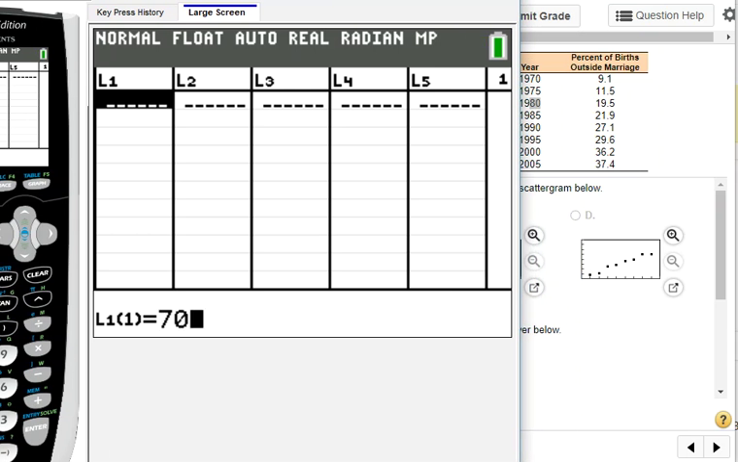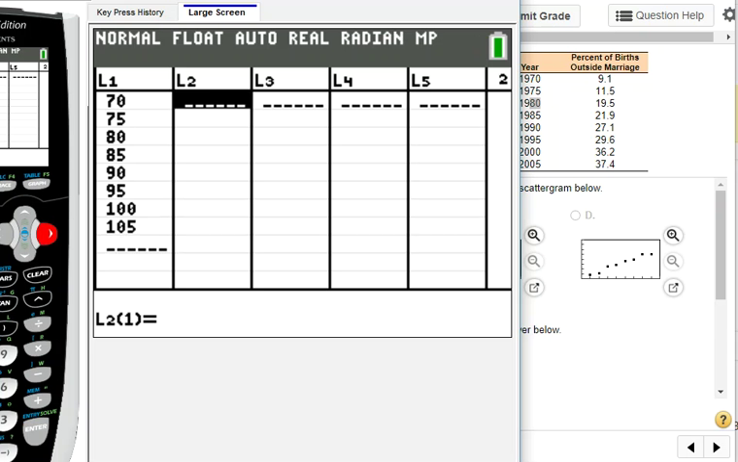That's 70, hit the down key, then 75 down, 80, 85, 90, 95, 100, 105. Then I'm going to go over to list 2 and type in the second column.